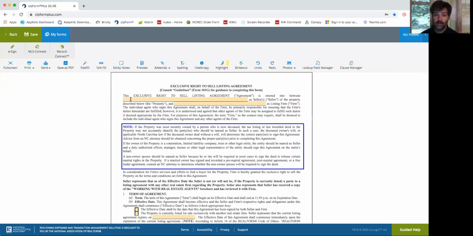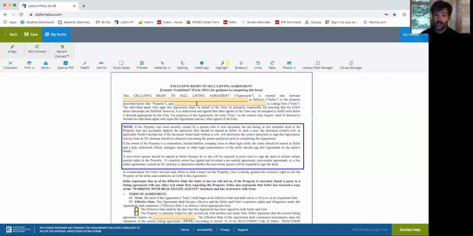You will still name an LLC, trust, or estate here, but you will need the signatures of the requisite person, i.e. the trustee, member manager, or executor. So you'll need all of that information, or executrix if it's female.